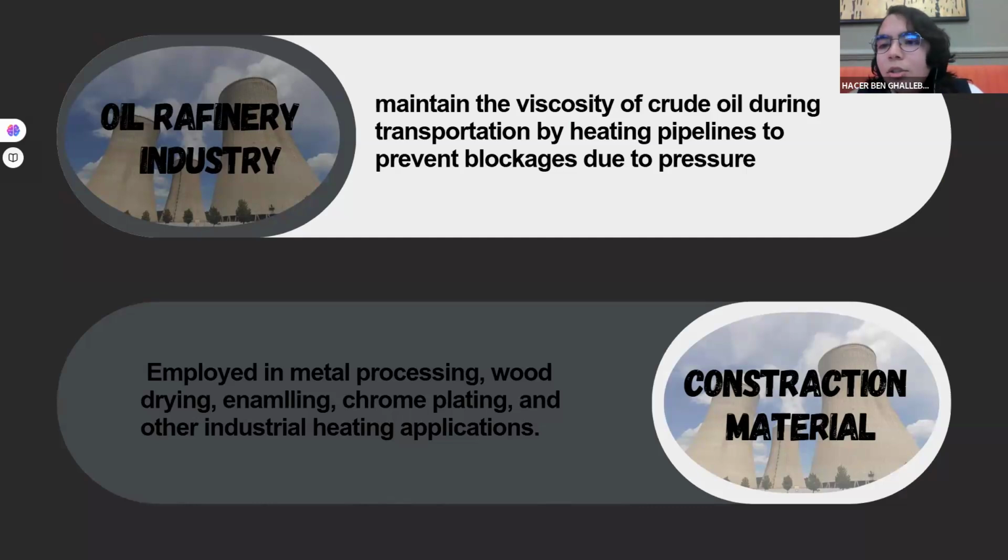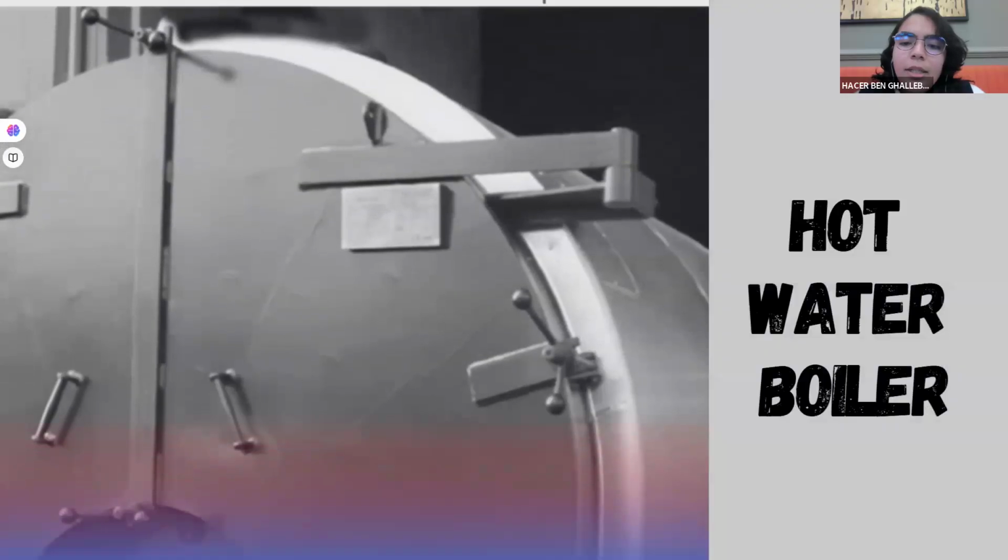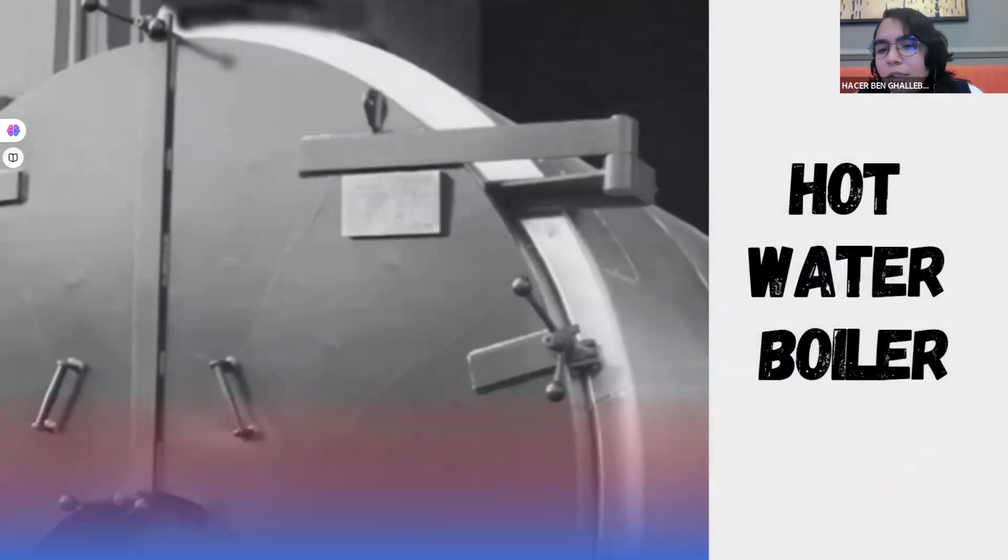For construction materials, this kind of high heat is used for stiffening, for example, wood drying, for enameling, for chrome plating, anything that needs very high temperature. Now on to our fourth type of industrial boiler, the hot water boiler.